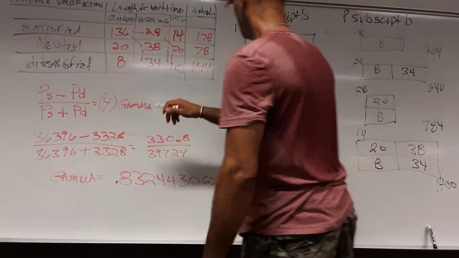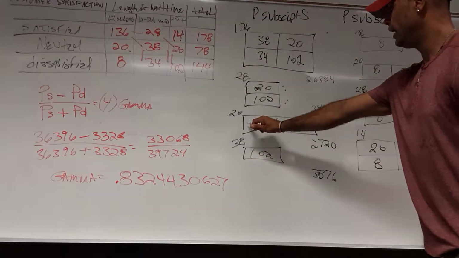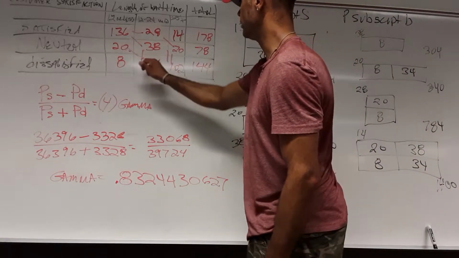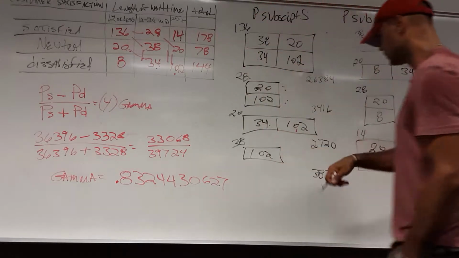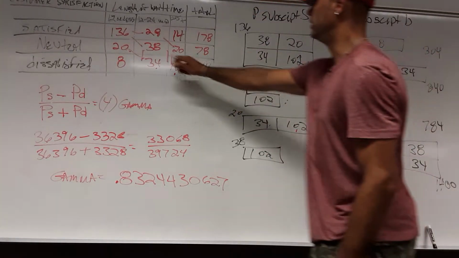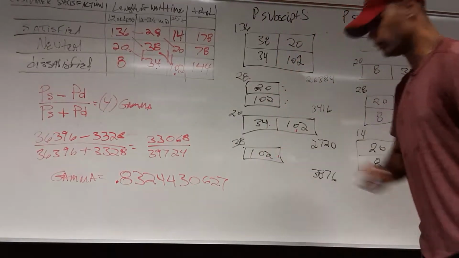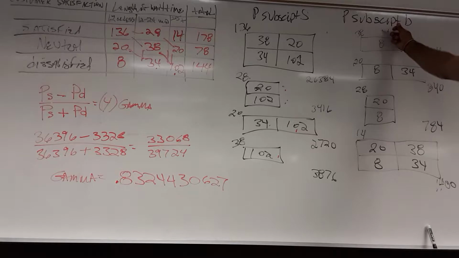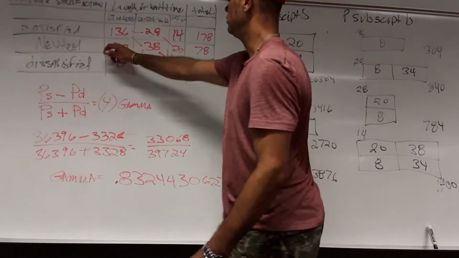Then we go to the second row, which is 20 for neutral. You do 20, and then you do 34. So you go diagonal, 34, and then the 102. Then we do the 38, which is, once again, second row and down to the right, which is the 102.